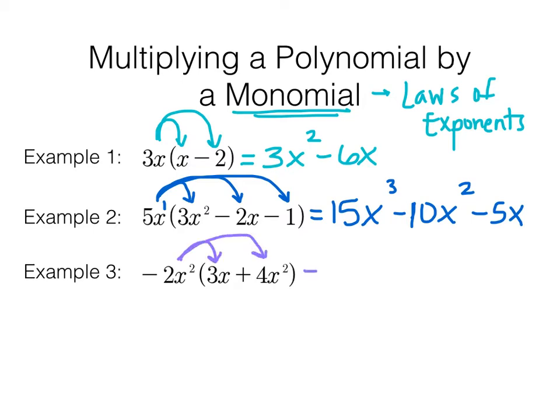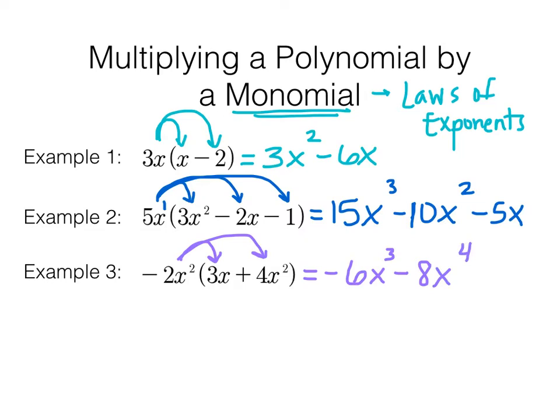So negative 2x squared times 3x. Negative 2 times 3 is negative 6. X squared times x is x cubed. And then negative 2x squared times positive 4x squared. So minus 2 times positive 4 is minus 8. And then x squared times x squared is x to the 4th.